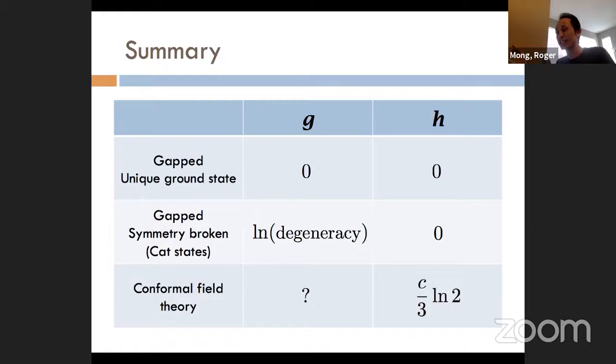In particular, if you have a unique ground state, it just gives you zero for a gapped system. For a CFT, it gives you c over 3 log 2 and something which we numerically find as universal, but we don't know exactly what it is. And when you have a sum of states like cat states, it turns out in one case you get zero, in another case you get log of the degeneracy. So this is a summary of G and H. Any questions?